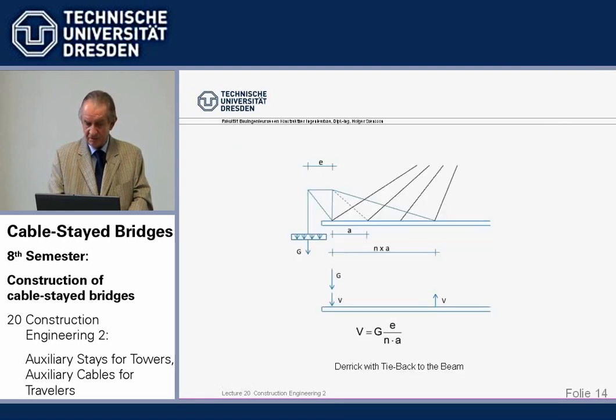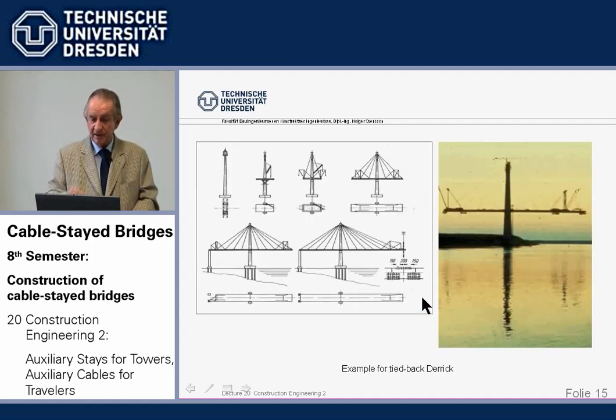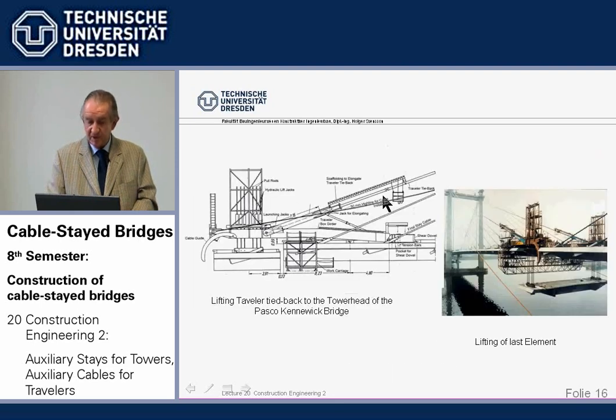So the simplest way is to tie the derrick back. Instead of going to the first cable, we go to here. That means the force couple from this weight, and that means the moment here at the tip is reduced proportionally if we tie the derrick further back. One example, again, the Zárate bridges, where at least the derrick tieback went back 2 cable distances instead of going closely here. We can see it here.